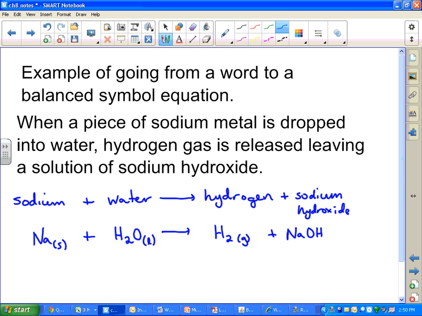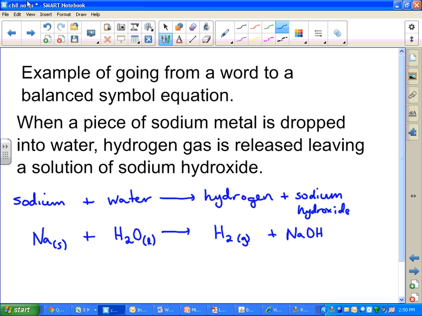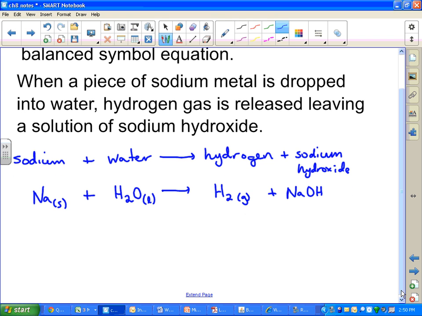Okay, so let's review what we've done. After this, I do not change the subscripts after I have written the correct formula, and now I'm going to balance by just changing coefficients. Can't change the subscripts anymore, because if I do, I'll be changing what the chemical is, what the substance is. So let me start by doing a little atom inventory on each side: Na, H, and O on the reactant side and the product side. I like to balance uncombined elements last. So I'll save sodium.